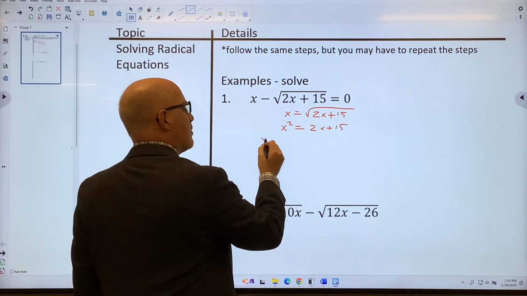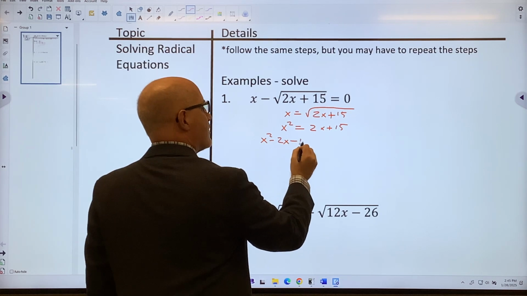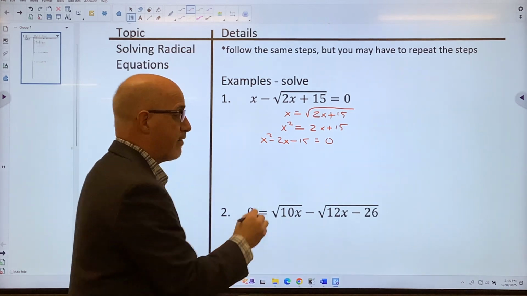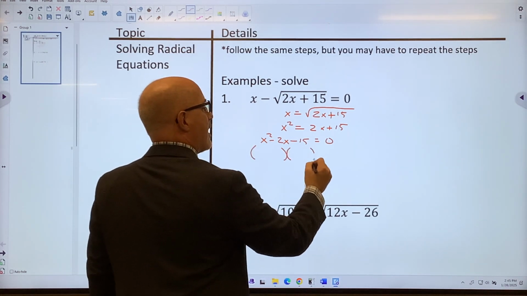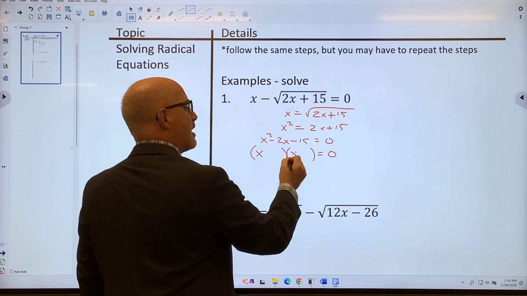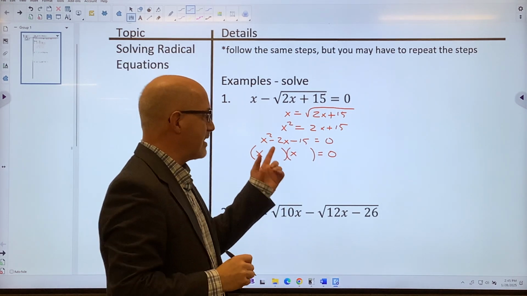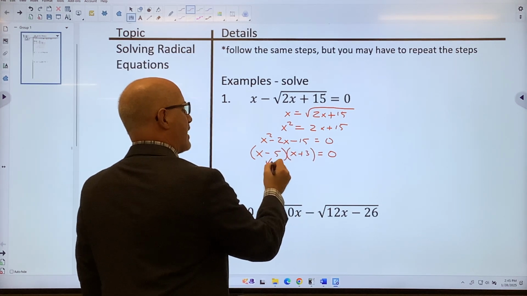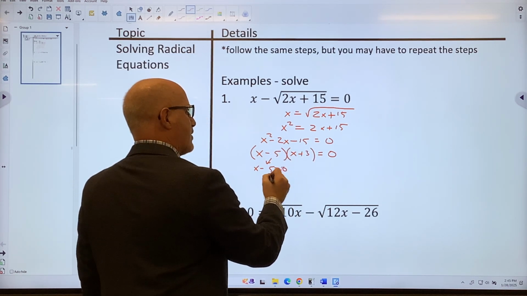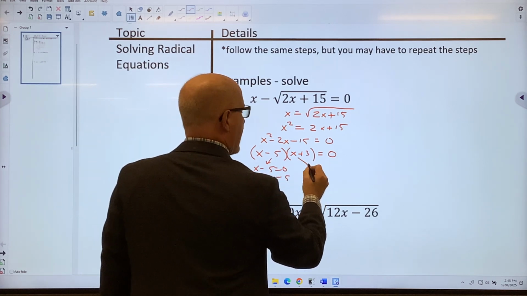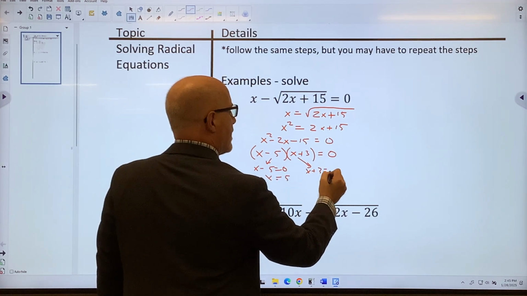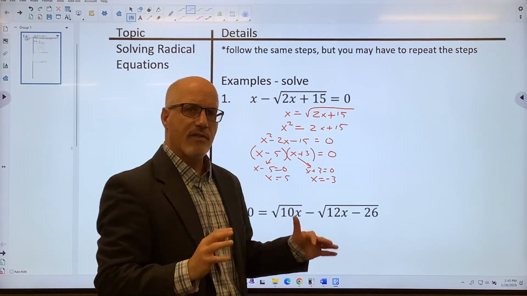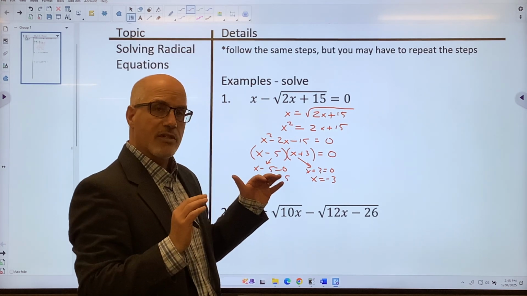Now we subtract 2x from both sides, subtract 15 from both sides to get 0 on one side, because we're going to solve this quadratic. I'll factor to solve this one. So you need two numbers that multiply to get negative 15 and add to get negative 2. Well, that would be negative 5 and positive 3. So x minus 5 equals 0, so x equals 5. And then x plus 3 equals 0, so x equals negative 3.